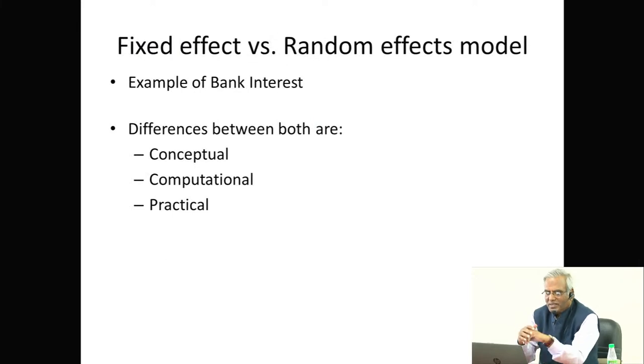The formula is constructed that way. So essentially, when you think about fixed and random effects, remember what happens in simple interest and compound interest in banks. What is the difference between simple interest and compound interest? Who keeps fixed deposits in banks?